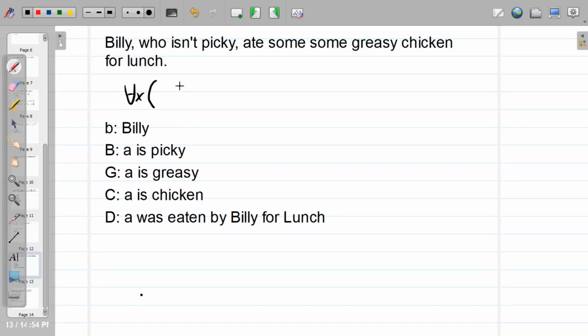For all x, no, do we need that? Actually, we don't need that. Let's not start with that. Let's first do the fact that Billy isn't picky. You don't want to quantify that sentence. You want to say it's not the case that B has the property P, right? We're saying of a specific object, Billy, that he does not have the property of being picky. Yeah?